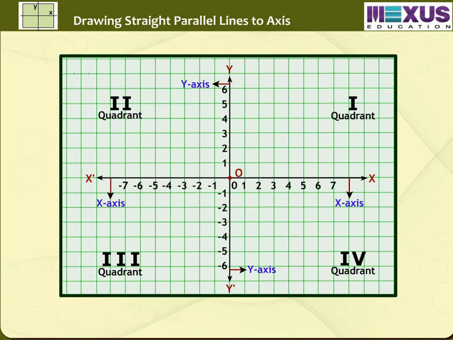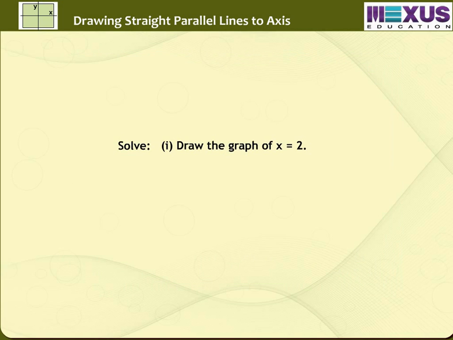Now we will see how to draw a straight line parallel to an axis with an example. 1. Draw the graph of x = 2. 2. Draw the graph of y = -4. 3. Draw the graph of x = 0.